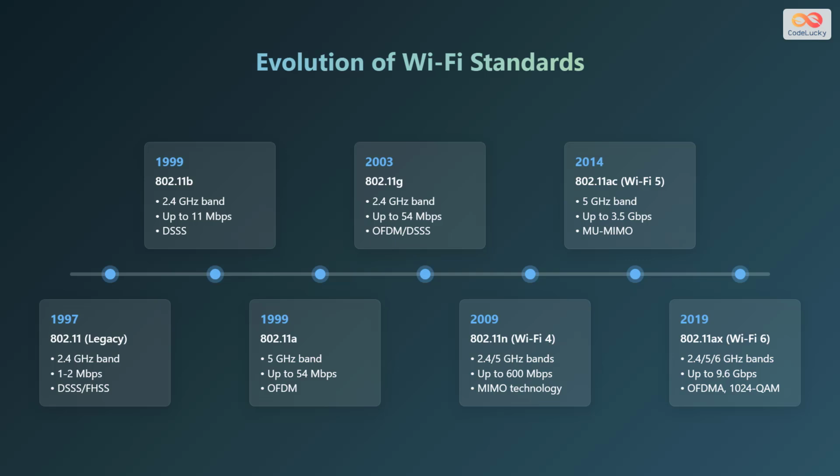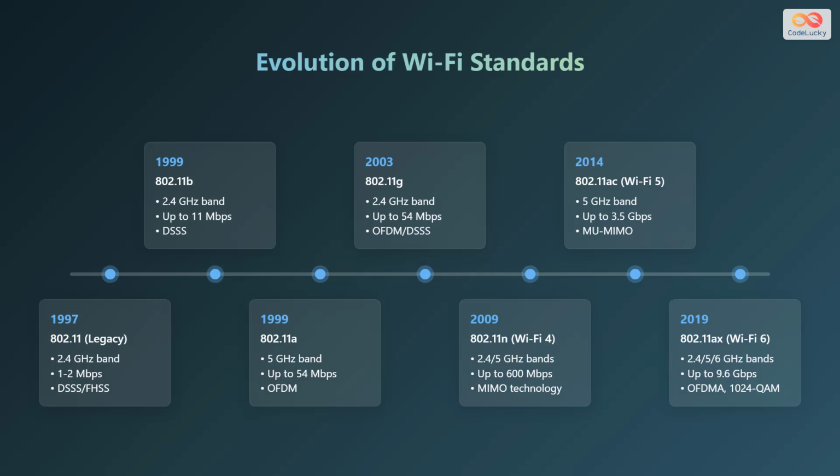In 1999, 802.11b arrived, still on the 2.4 GHz band, but boosting speeds up to 11 megabits per second, utilizing direct sequence spread spectrum. Also in 1999, 802.11a entered the scene, now on the 5 GHz band, achieving up to 54 megabits per second with orthogonal frequency division multiplexing.